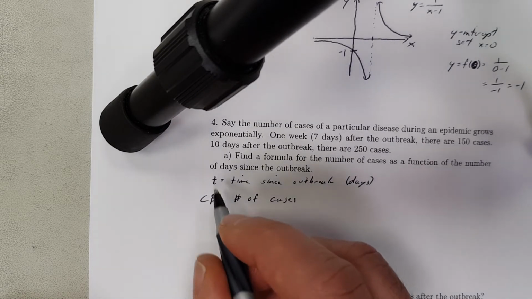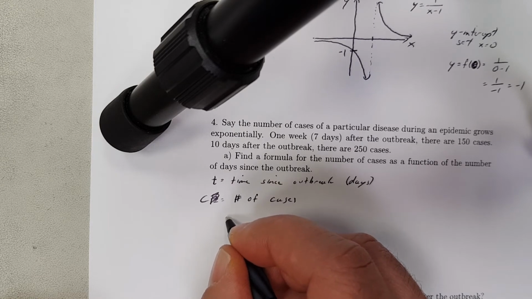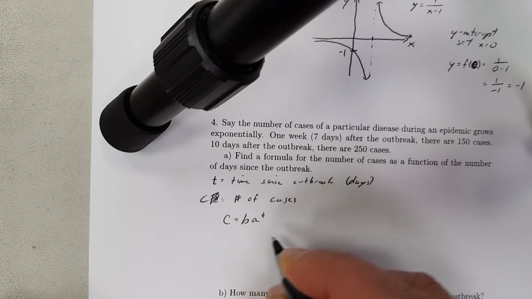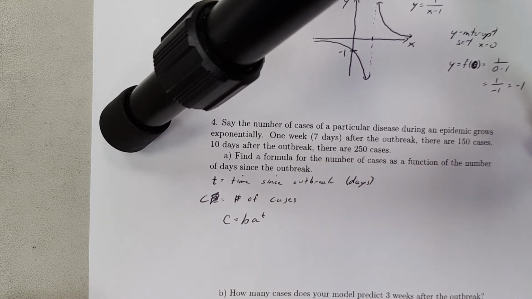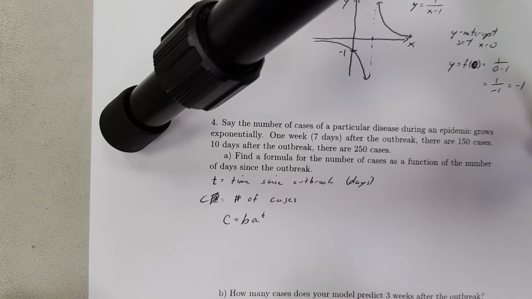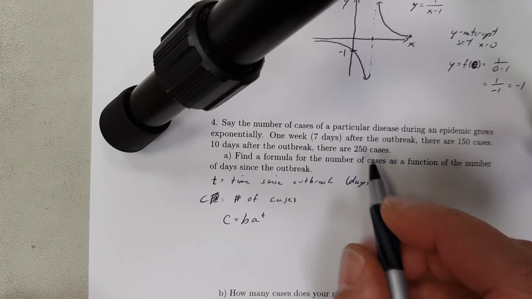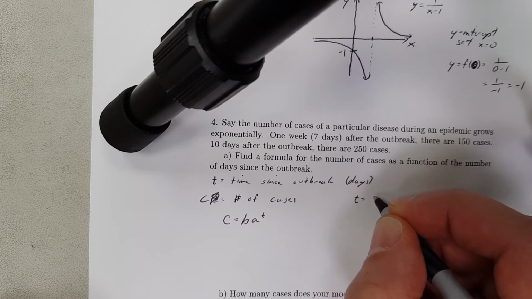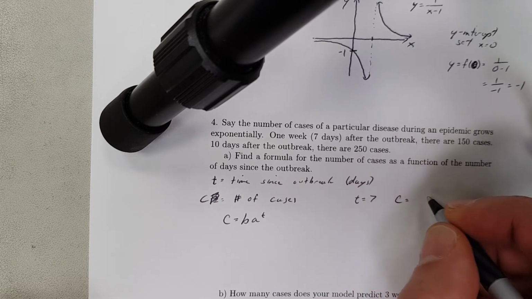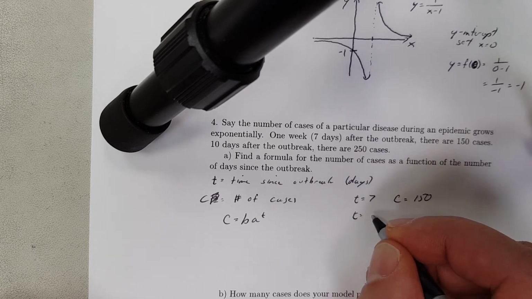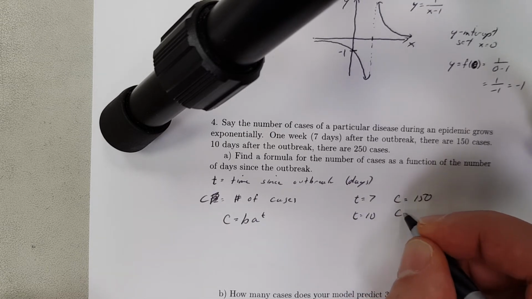We're told that this is an exponential function, so c equals b times a to the t, where a and b are our numbers. So let's go ahead and find what a and b are. We have 2 pieces of information in the problem. When t is equal to 7, c is equal to 150. And when t is equal to 10, c is equal to 250.